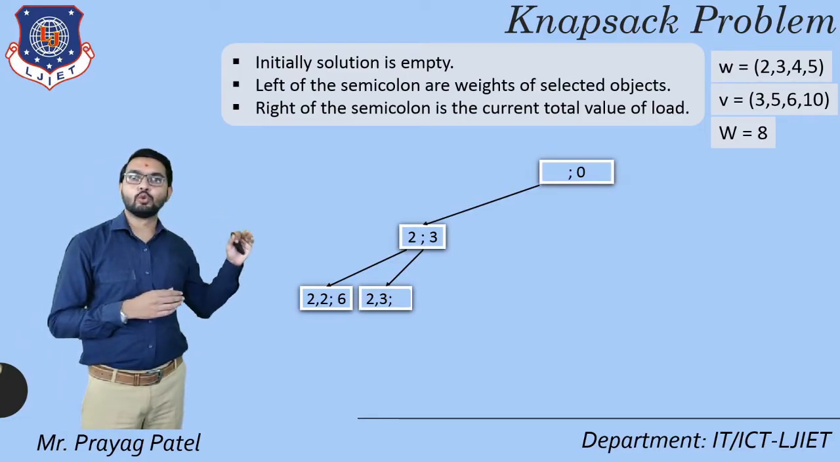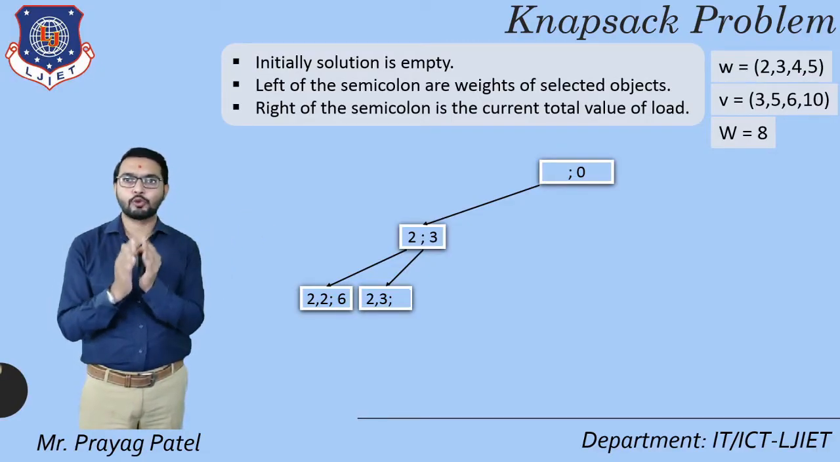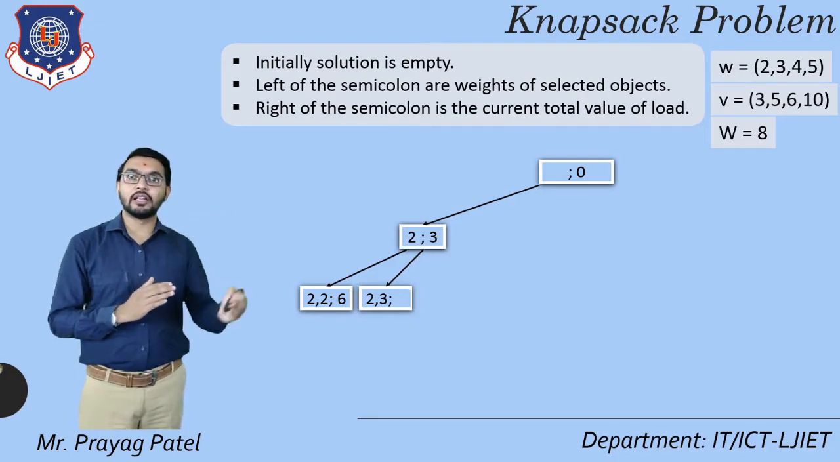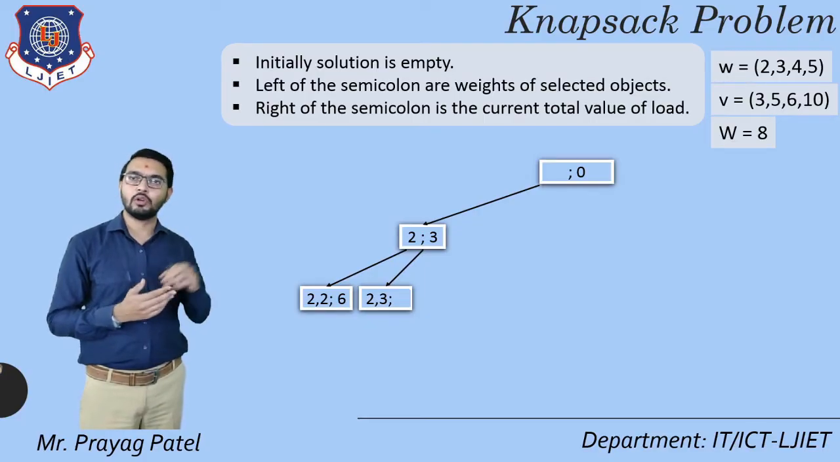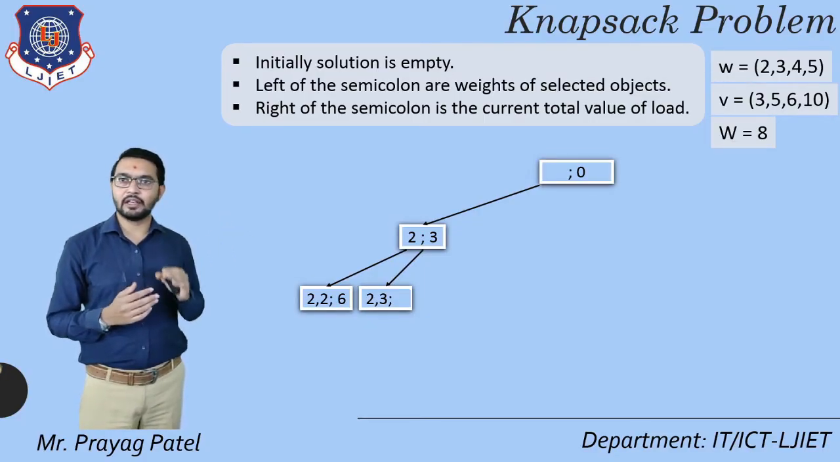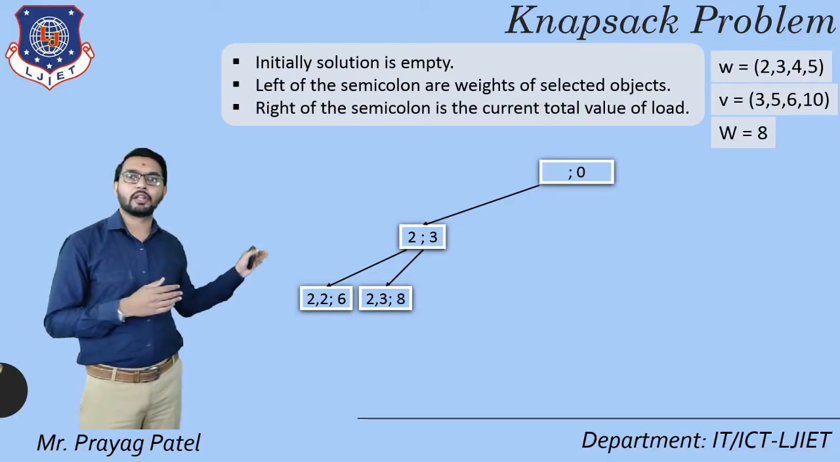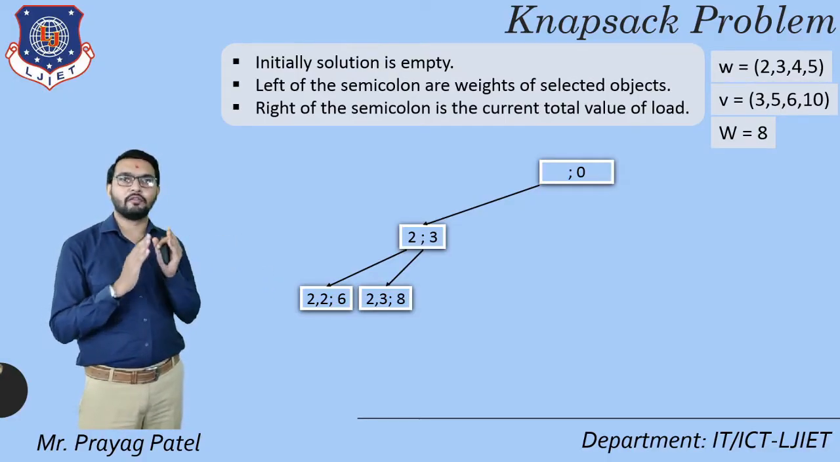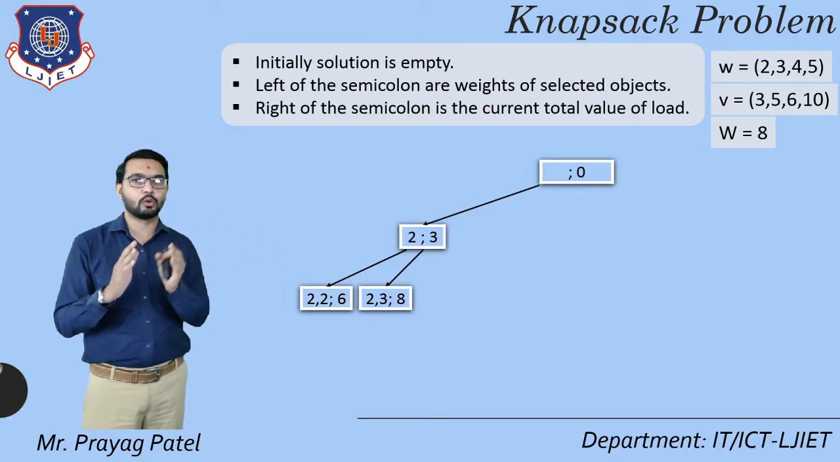So here 2, 3 is the first root node for this tree. Now if we select one object of 2 kg and select another object of 3 kg, then total weight equal to 2 plus 3 equal to 5. Here consider less than 8. Yes, so this solution is possible. Now consider the profit for the second case 2, 3: we select the first and second object, then profit equal to 3 plus 5 equal to 8.